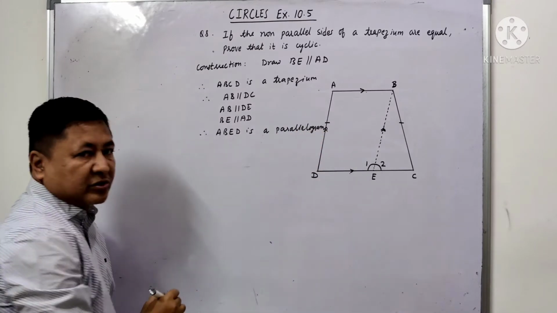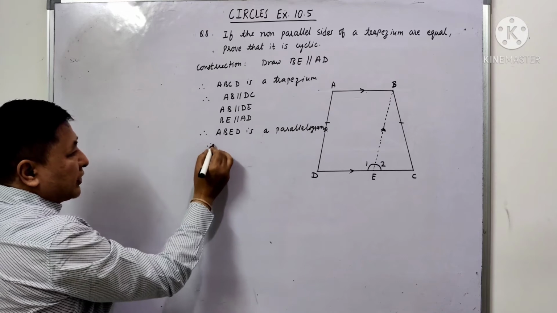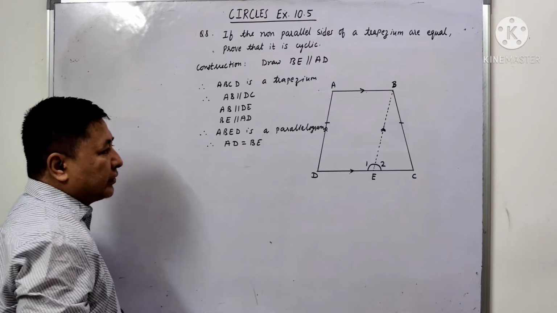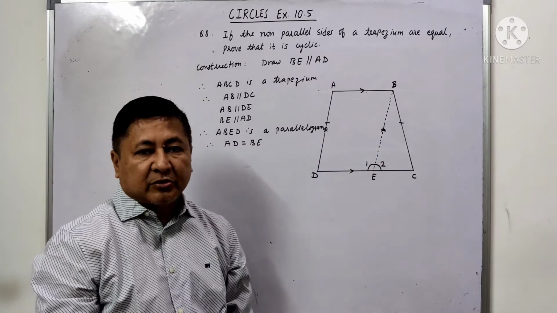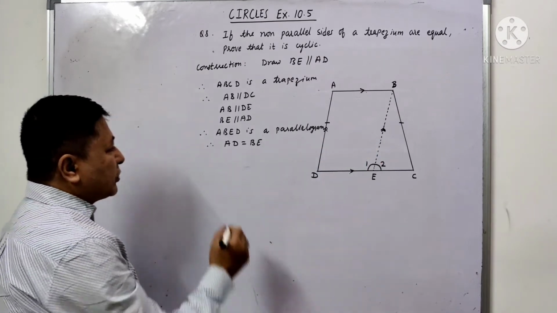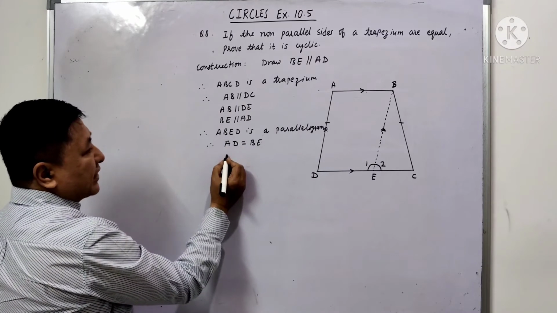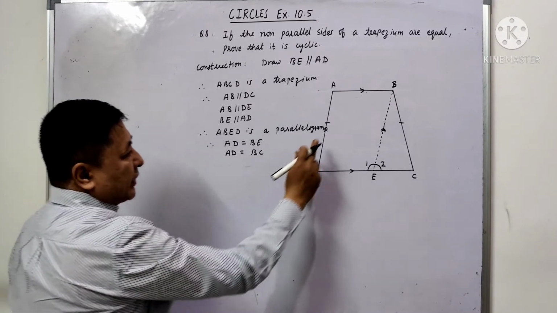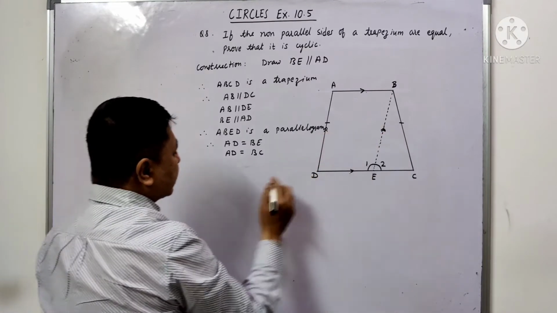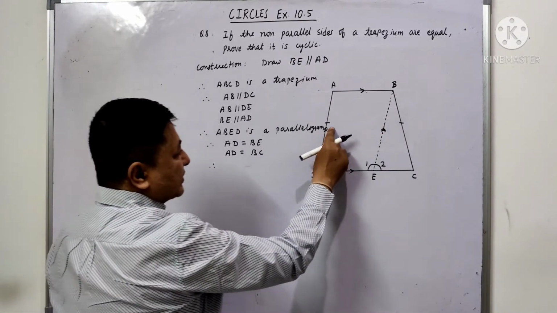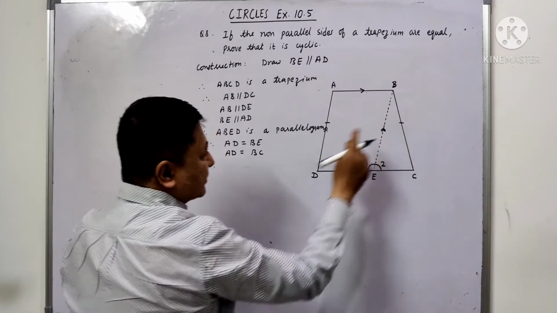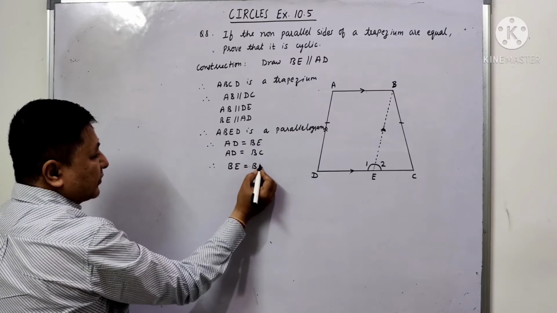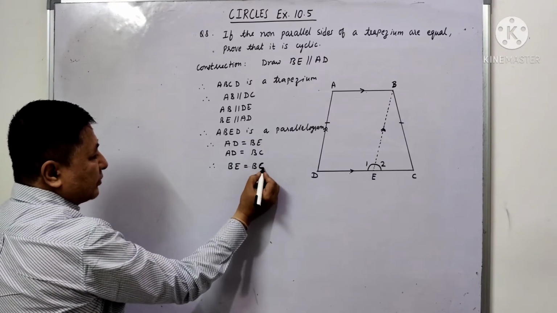And we know that the opposite sides of a parallelogram are equal, therefore we can say that AD is equal to BE, as AD and BE are opposite sides of the parallelogram. Also it is given in the question that the non-parallel sides are equal, so AD is equal to BC. These are the non-parallel sides. Now since AD is equal to BE and AD is equal to BC, therefore BE is equal to BC.